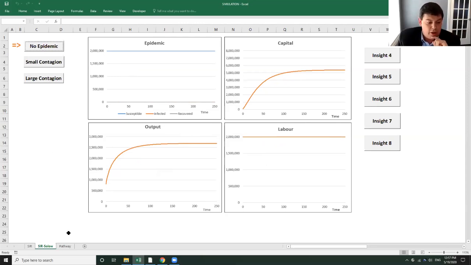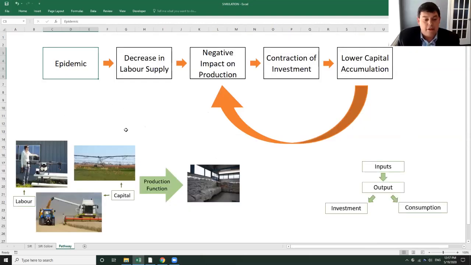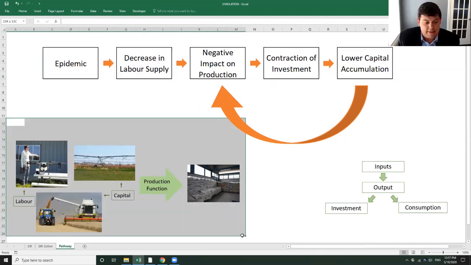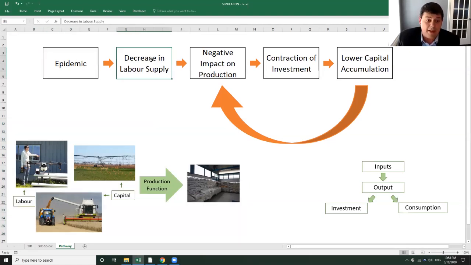So to summarize the talk, let's just summarize the pathways that we learned from this exercise. So I have an epidemic, and the epidemic affects the labor supply, okay? Remember we saw this in the beginning of the talk. We saw that both capital and labor are important pieces of production. They are combined with technology, with other aspects of the production function to deliver an output. But if I'm decreasing labor, I'm also decreasing output. So an epidemic generates a decreasing labor supply that generates a negative impact on production.